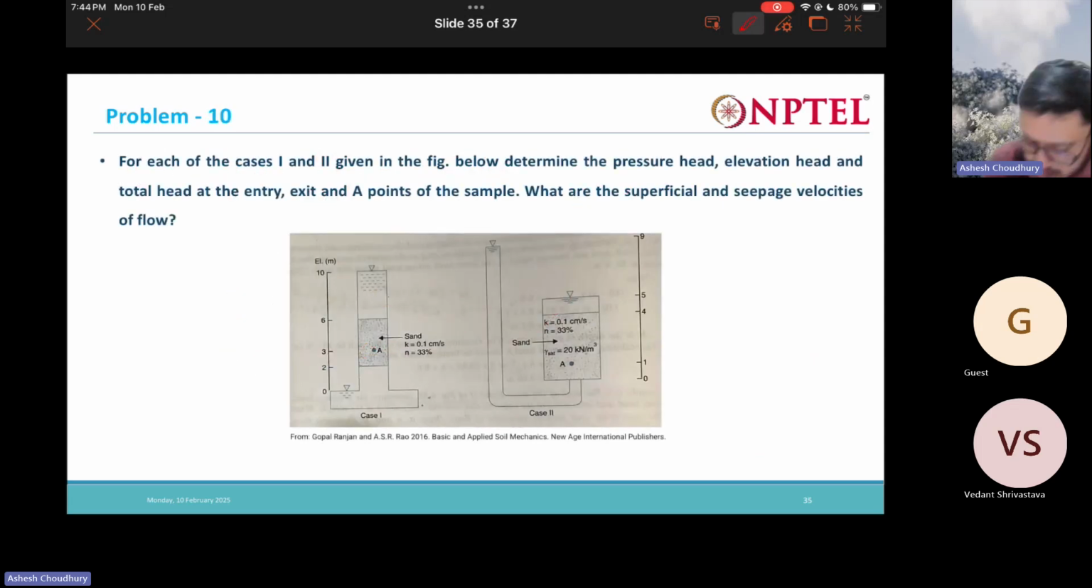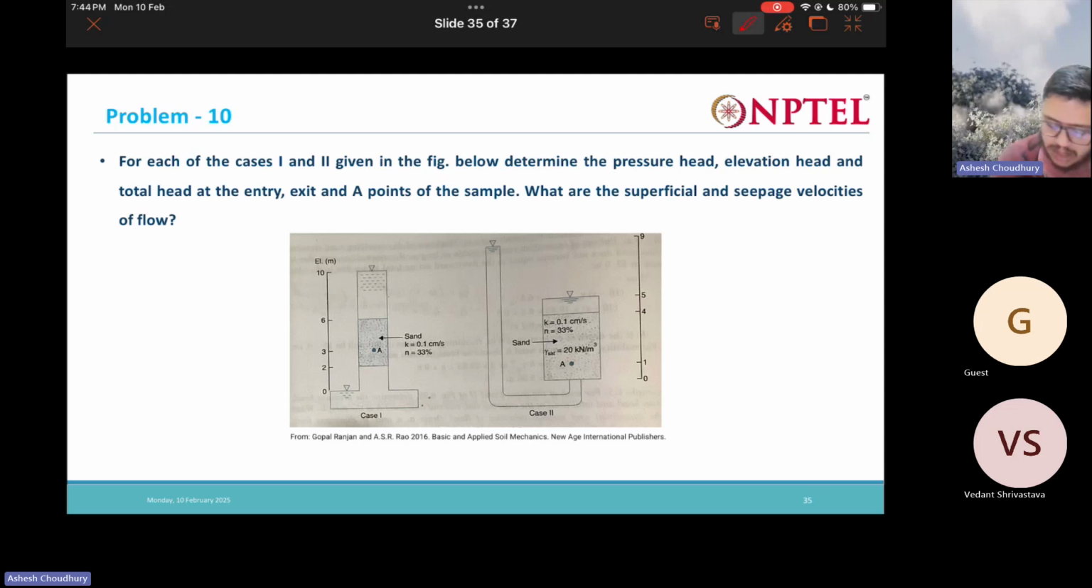Now let us come to the last problem. For each of the cases 1 and 2 given in the figure below, determine the pressure head, elevation head, and the total head at the entry and exit, and also at the point marked as A on the sample. You can see in the figure A is marked on that sample. What are the superficial and seepage velocities of the flow?